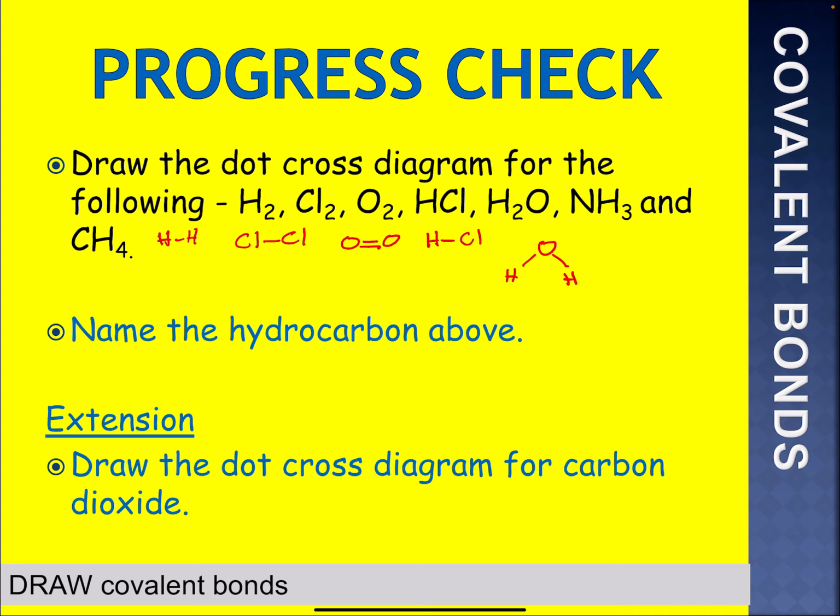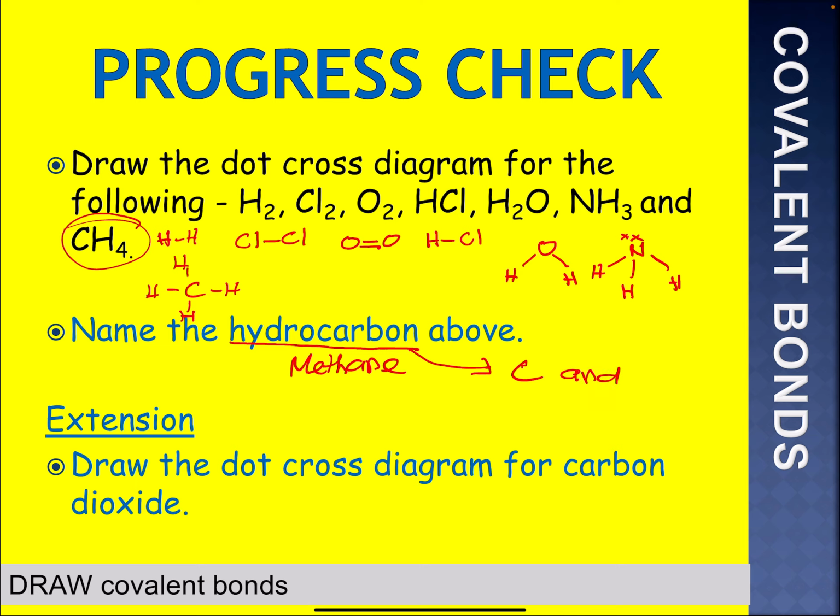Ammonia, you'll find 3 hydrogen atoms, with 2 electrons shared in each bond. And then methane will be surrounded by 4 hydrogens, all single covalent bonds. And when it says name the hydrocarbon above, well, this is the hydrocarbon. And like we've just said, it's methane. A hydrocarbon is a compound containing the elements carbon and hydrogen.